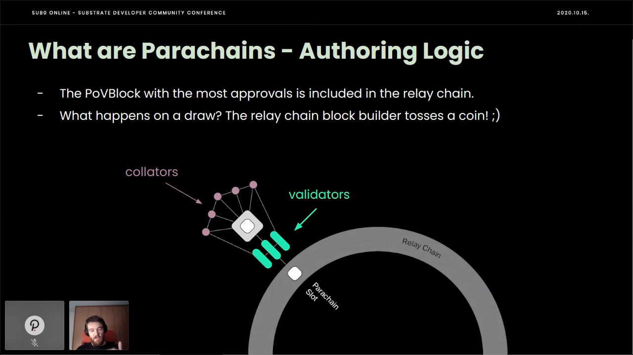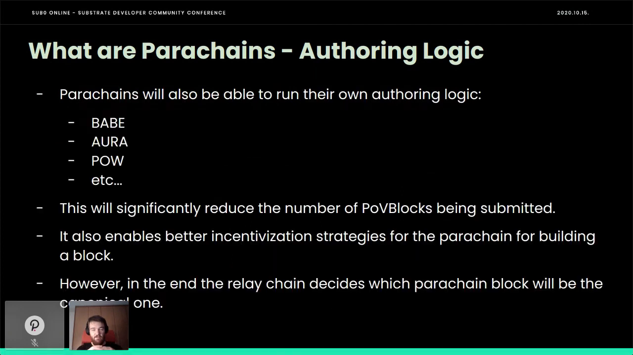So now we have seen the authoring logic from the relay chain side, but you can also have authoring logic from the Parachain side. Like in a normal sovereign blockchain, you can use almost any consensus algorithm, like BABE or proof of work or whatever consensus algorithm you come up with. And if you use an authoring logic on your Parachain, it has several advantages. At first, you significantly reduce the number of POV blocks being produced, because from the relay chain side, you could have 1 million collators, each collator building a block.